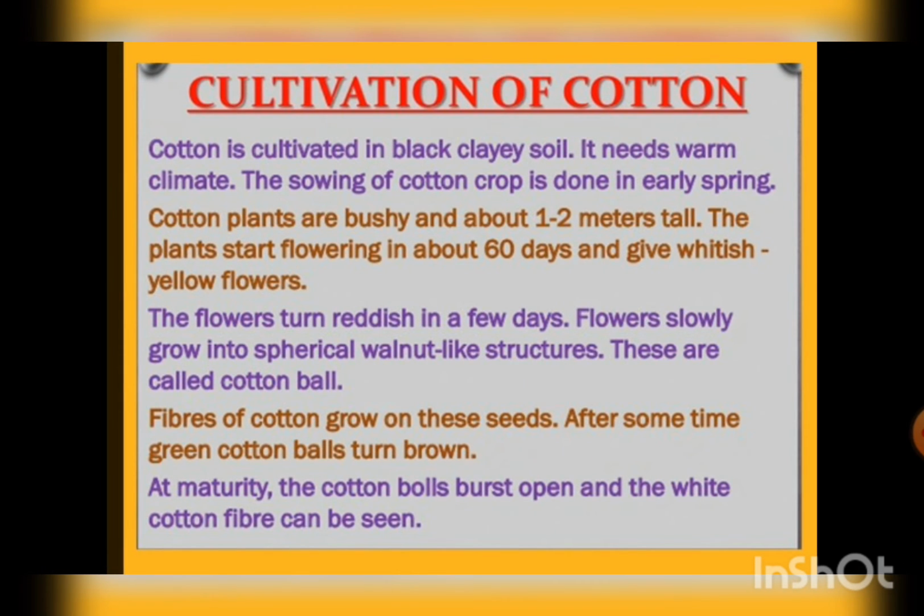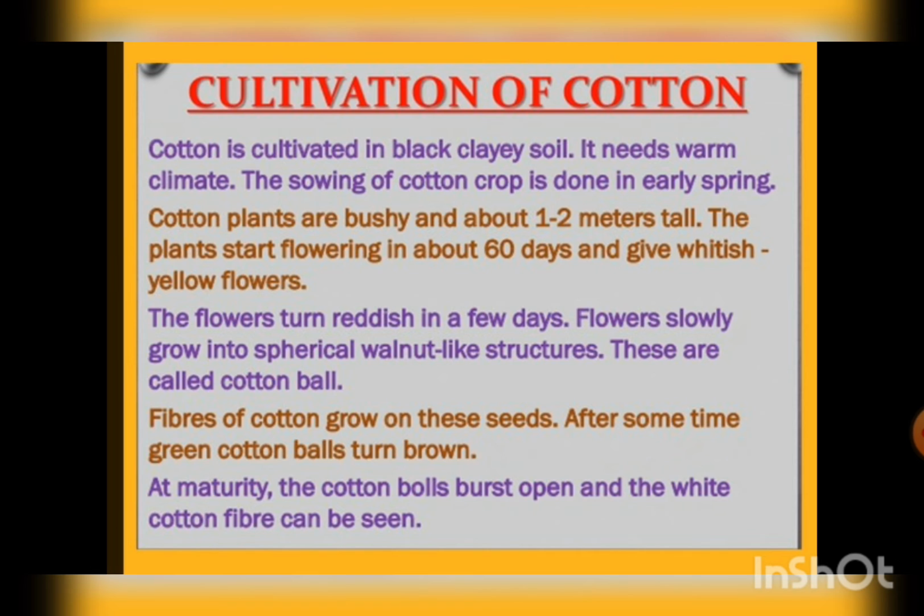Now cultivation of the cotton. Cotton is cultivated in black clayey soil, and it needs a warm climate. The sowing of the cotton crop is done in the early spring, mostly during the monsoon season. In India, cotton is cultivated. The cotton plants are about 1 to 2 meters tall, and in about 60 days it gets ready.